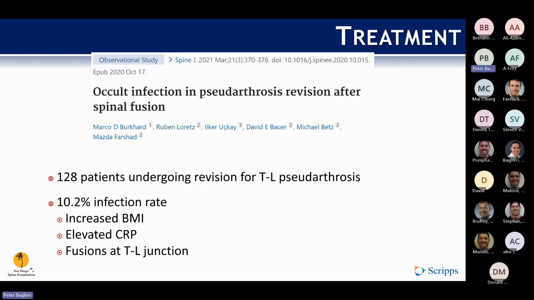What about infection? So cold infection does exist in pseudoarthrosis. There is a substantial amount of false positives or contaminants in this population at about 20%, but there is about a 10% true infection rate. And so I think ruling out infection is important. Most commonly, it was a slight elevation in CRP that kind of denoted the infection. It's associated also with increased BMI and then fusions at the thoracolumbar junction. And so ruling that out before proceeding down the surgery route, I think is important in this patient population, just like we would for any non-union in a long bone.